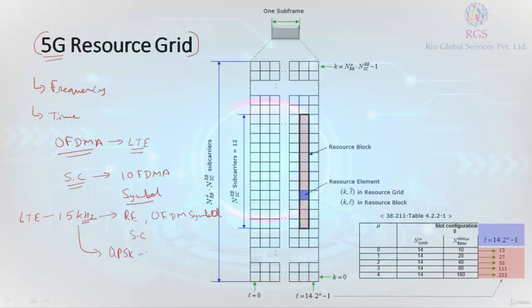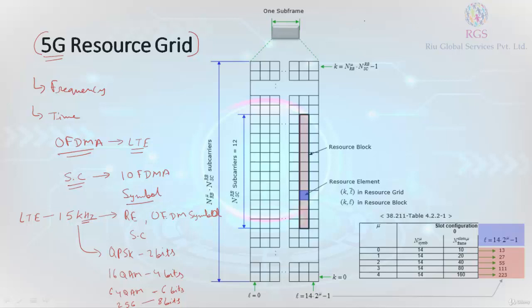If you are using QPSK modulation, this symbol can carry 2 bits. If you use 16 QAM, this symbol can carry 4 bits. If you use 64 QAM, this symbol can carry 6 bits. For 256 QAM, this symbol can carry 8 bits. So this is what the smallest symbol means.